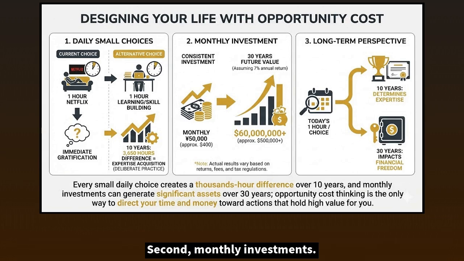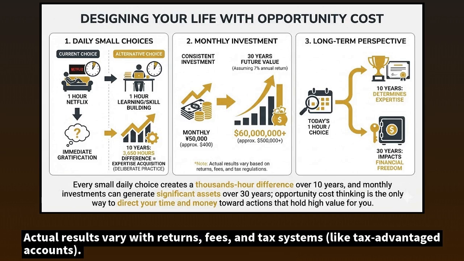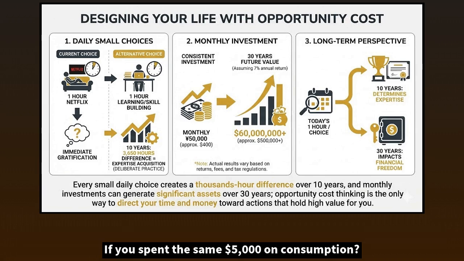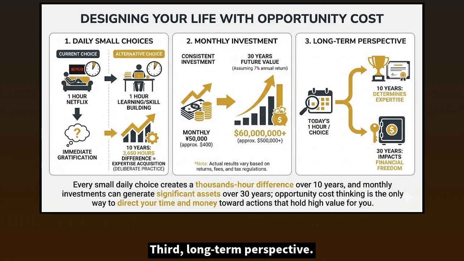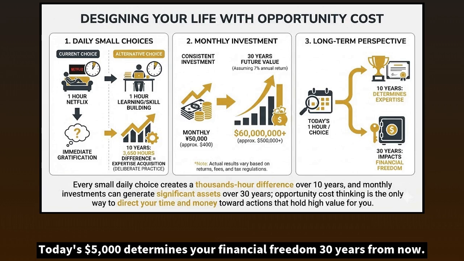Second, monthly investments. If you can invest at 7% annual return, accumulating $5,000 monthly for 30 years yields a future value of roughly $6 million. Actual results vary with returns, fees, and tax systems, like tax-advantaged accounts. If you spent the same $5,000 on consumption, after 30 years, nothing remains. Third, long-term perspective. Today's 1 hour determines your expertise 10 years from now. Today's $5,000 determines your financial freedom 30 years from now.